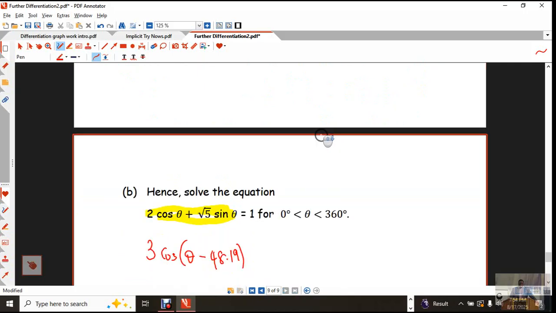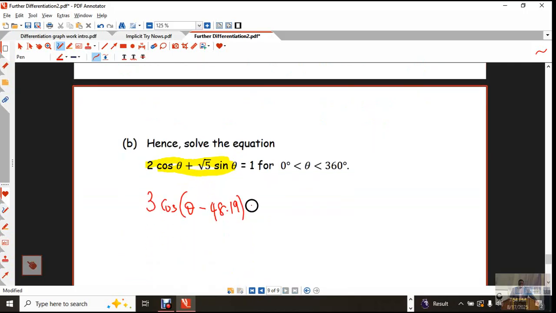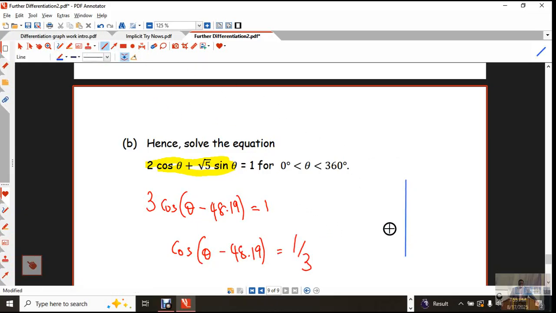Okay, so this should equal to 1. Now, we can isolate, and then we have cos of theta minus 48.19 is equal to 1 over 3. Now, from this, all of this can be some angle, but we know that the cosine is positive in the first quadrant as well as in the fourth quadrant. That is what we know. So we expect to have two solutions, whatever those solutions will be.